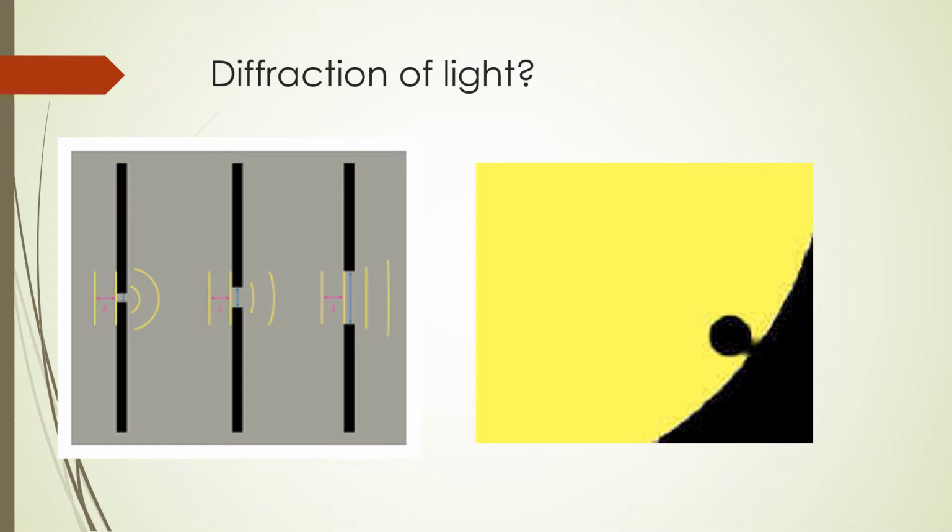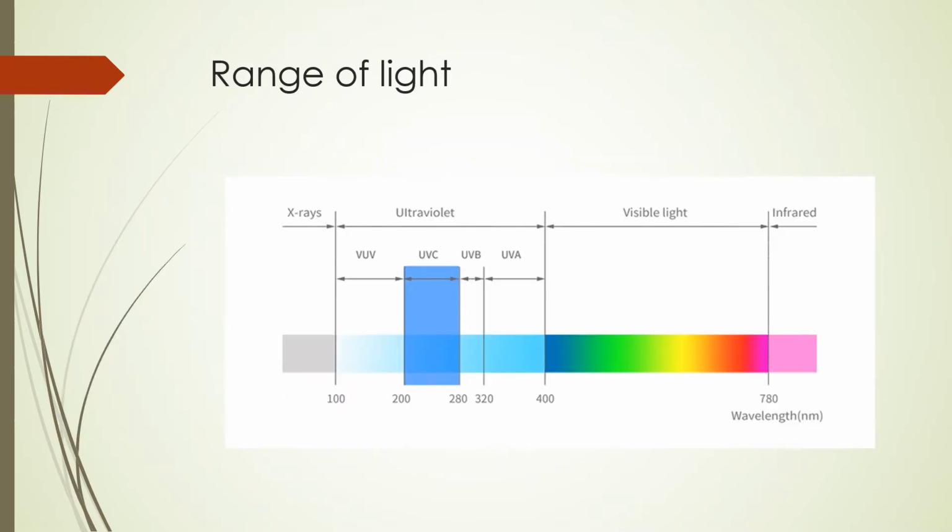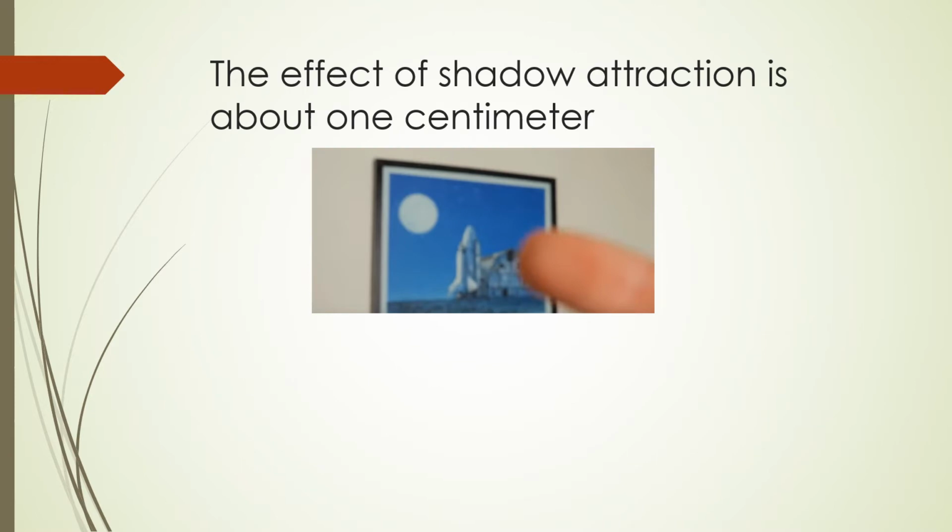This statement seems reasonable but is not realistic. Because the range of visible light is between 319 and 718 nanometers, and the effect of shadow attraction is about 1 centimeter. There is a difference of 5 orders of magnitude. Obviously, even if there is the effect of diffraction, it won't be the main reason.